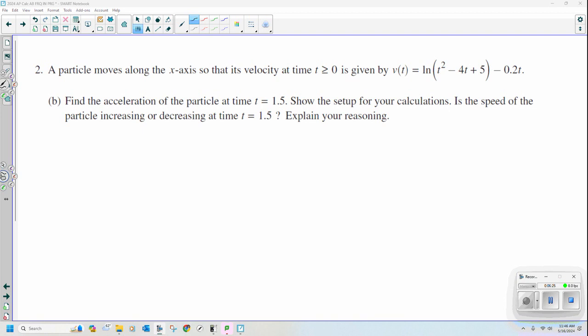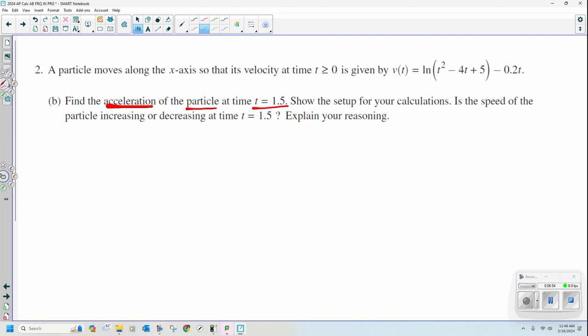2b, find the acceleration. Find the acceleration of the particle at time 1.5. Show the setup for your calculations. Is the speed of the particle increasing or decreasing at time t equals 1.5? Explain your reasoning.